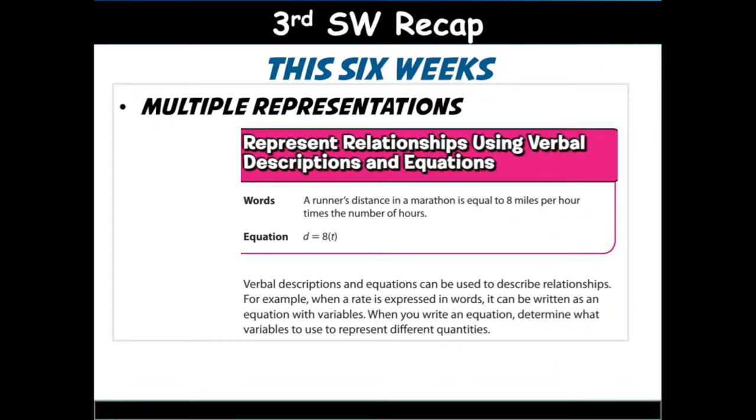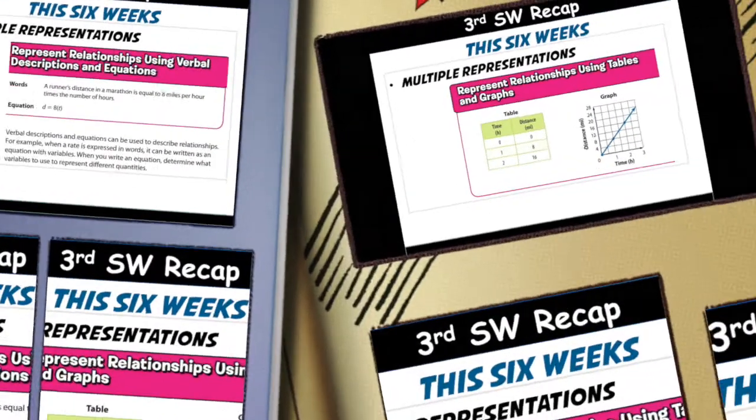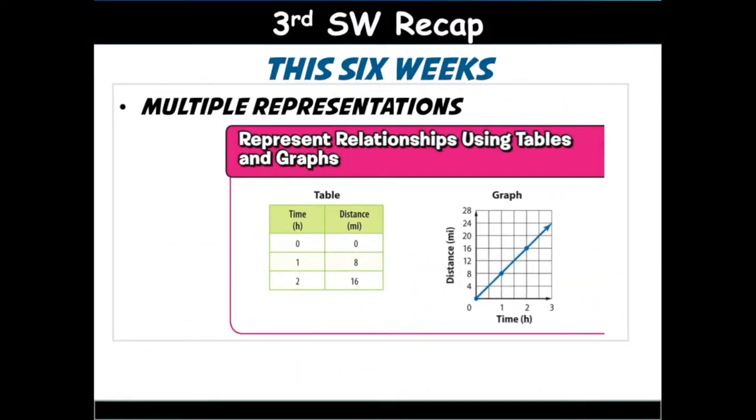Speaking of which, you started with multiple representations. That's when you have different ways of showing a problem. For example, if we're talking about a runner running a marathon 8 miles an hour, for several hours, you could put it in word form or as an equation, such as D equals 8 times T. In this case, T is time, D is distance. Other ways to represent data would be, for example, with a table. You can also use a graph. Now keep in mind, these are just a few samples of the different ways to represent data. It's endless, really.